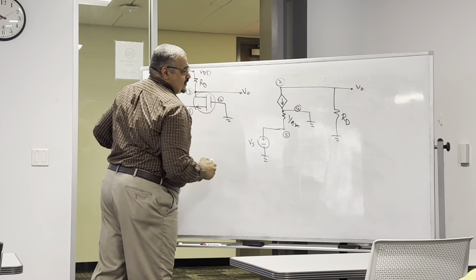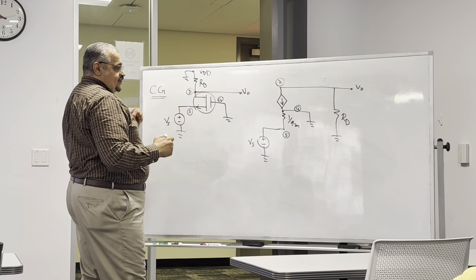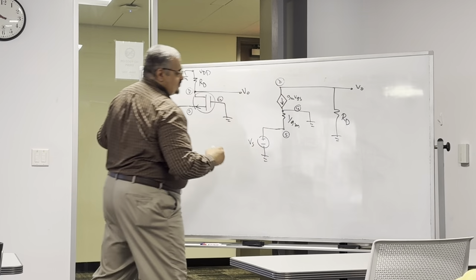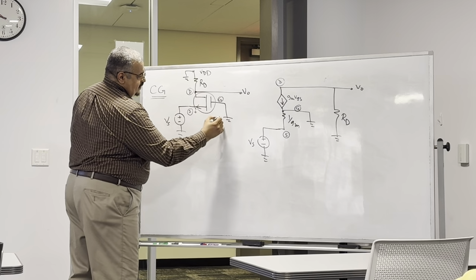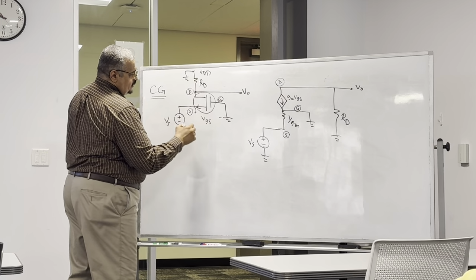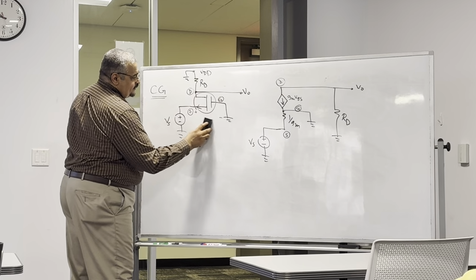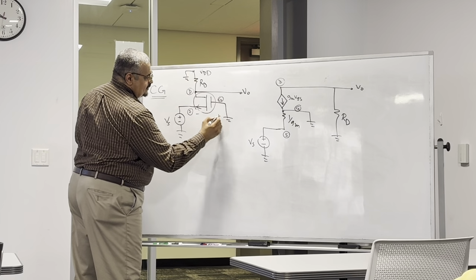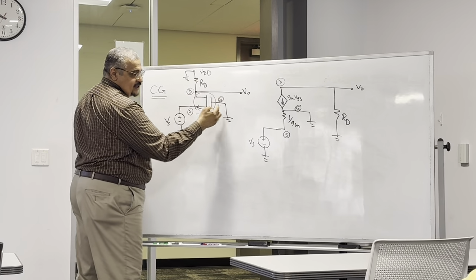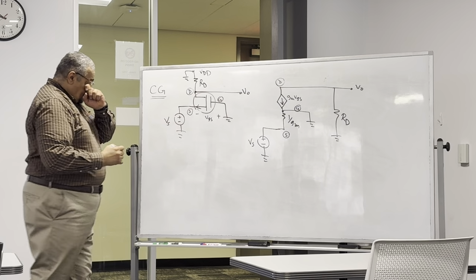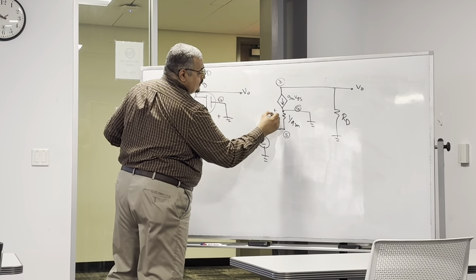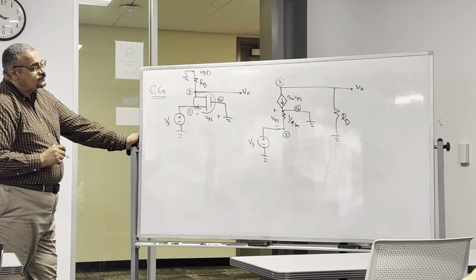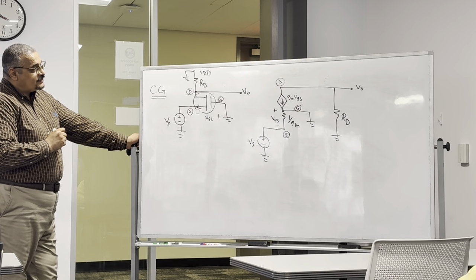Then this current here is gm VGS, right? So this is gm VGS. Where is VGS? This is VGS, right? Actually, it's the other way around, right? This is positive and this is negative, right? Because it's from the gate to the source, not from the source to the gate. So this is VGS, right? Can we analyze this one and find the gain?